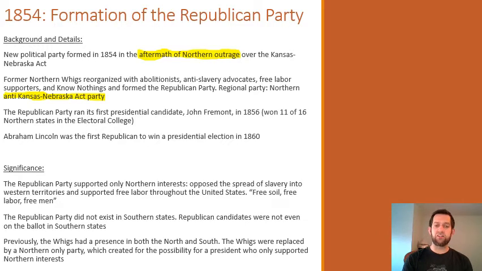So in 1856, the newly formed Republican Party ran their first ever presidential candidate, a man by the name of John Fremont. So in the Electoral College, the Republican Party, in their first ever election, won 11 out of 16 northern states. Now, some very shrewd political operators at the time did some math and said that if we can win about 3 or 4 more of these northern states, that'll basically be enough to elect a president.